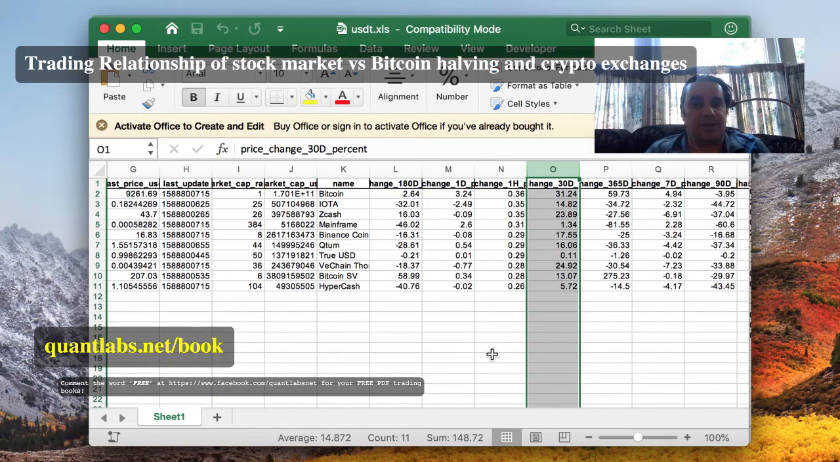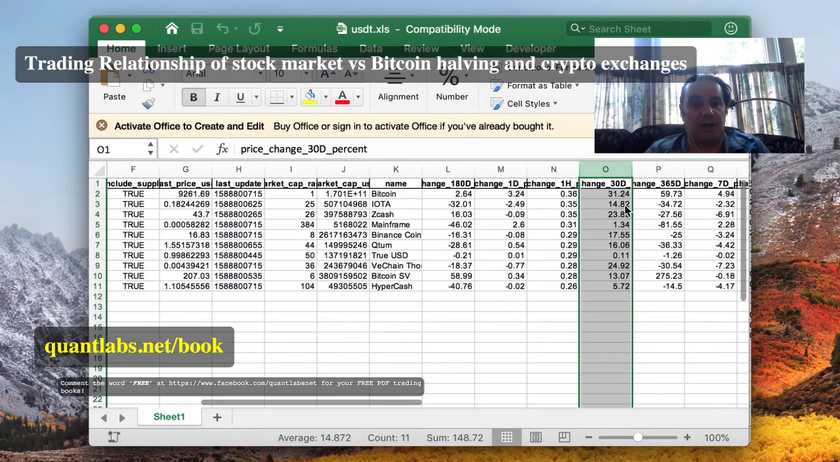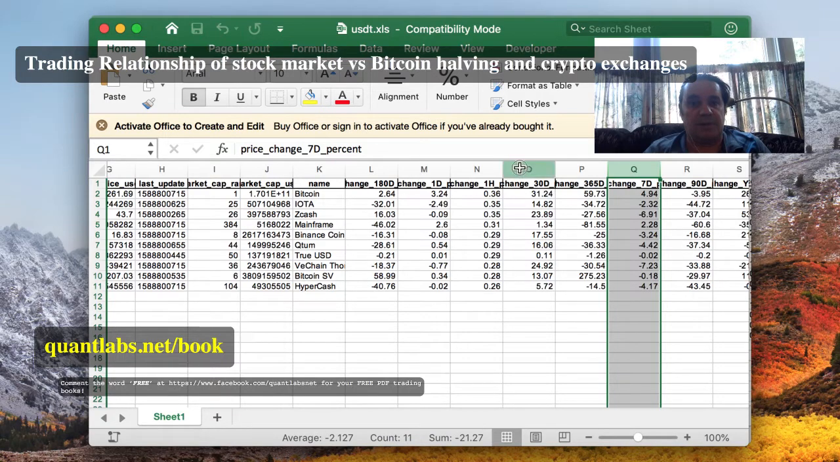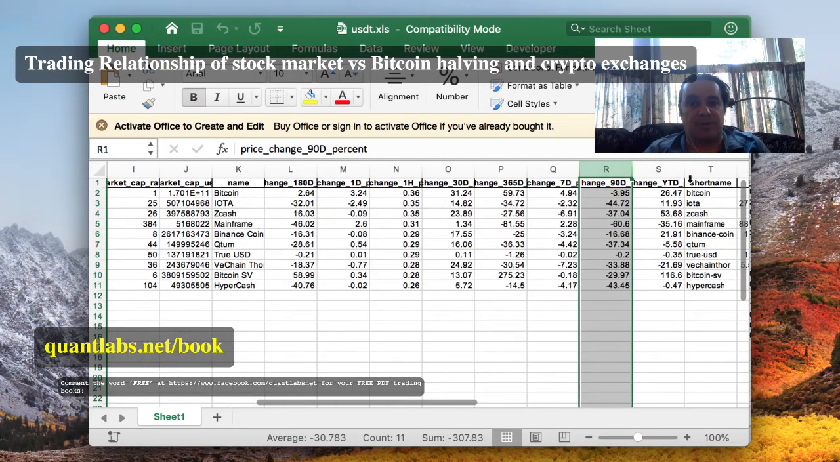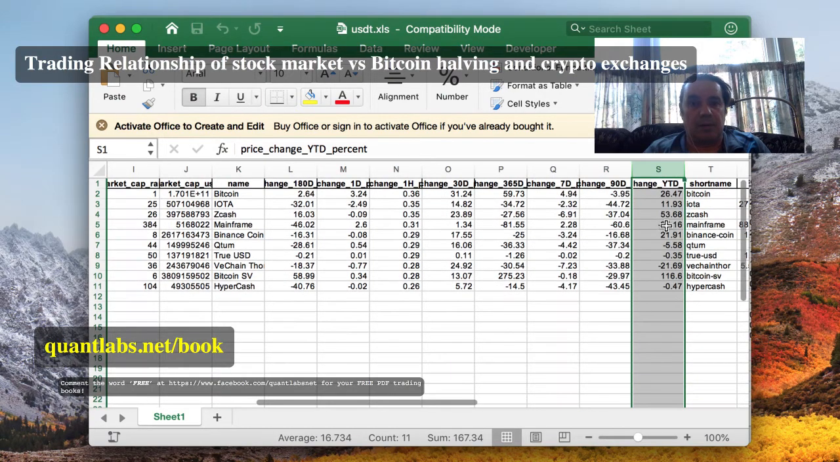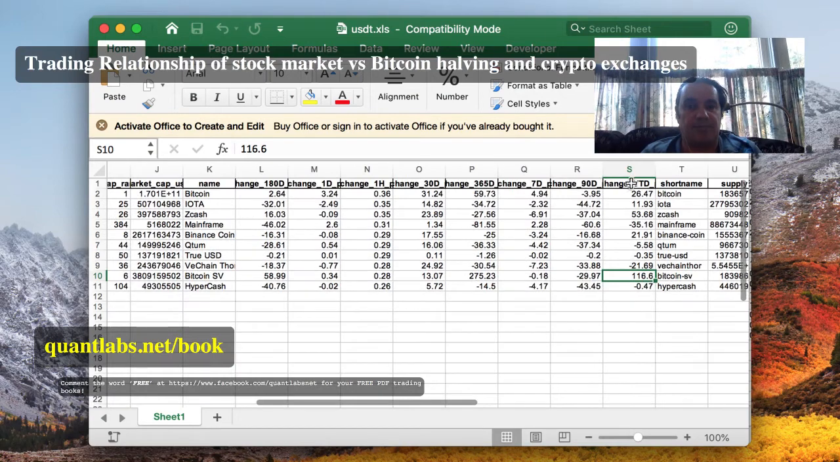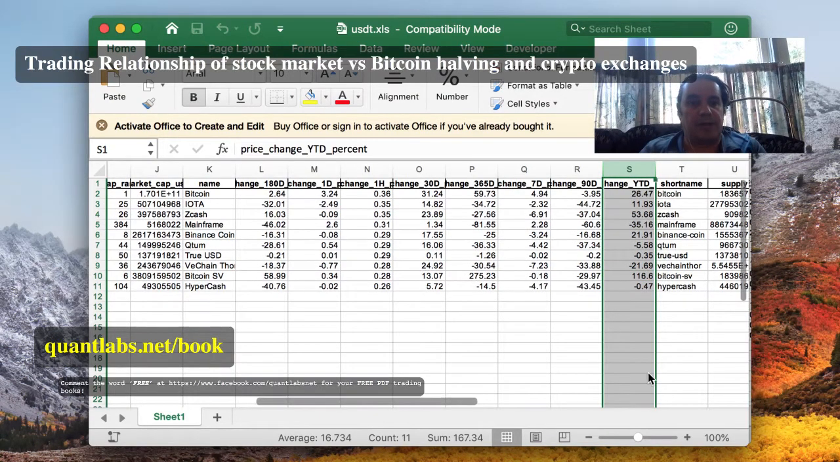So here, look at this again. Okay, here we're dealing with Bitcoin up 31% over 30 days, Zcash 23%, VeChain up 24.92%. That's over 30 days, so you can see the volatility is pretty crazy. That's what we're tracking. But some of them have done fairly well year to date. We are looking at Bitcoin up 26% year to date. And as I said, there are certain ones that are outperforming Bitcoin. You can see here Zcash, this one called Mainframe, Binance Coin 21%. Look at this one, Bitcoin SV, 116%. That is crazy. Year to date. All right, let's look at one more.